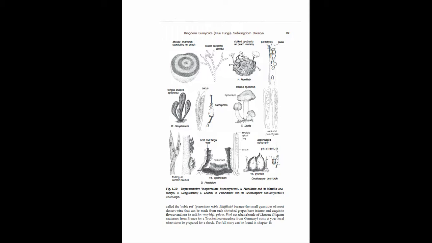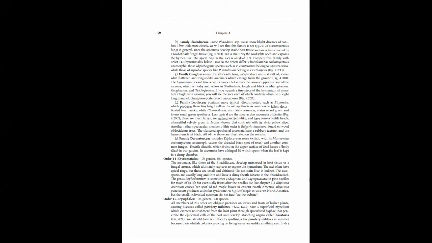The full story can be found in Chapter 19. Chapter 4. B. Family Phacidiaceae. Some Phacidium species cause snow blight diseases of conifers.